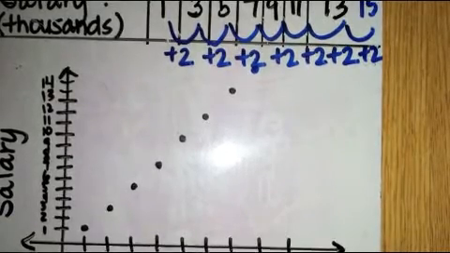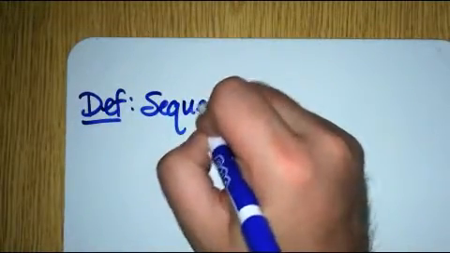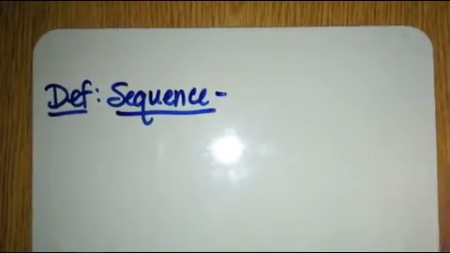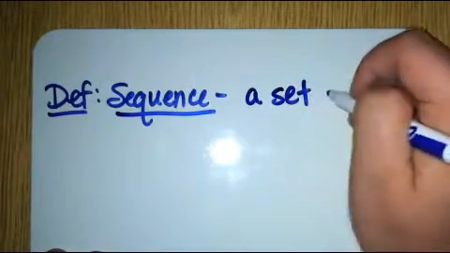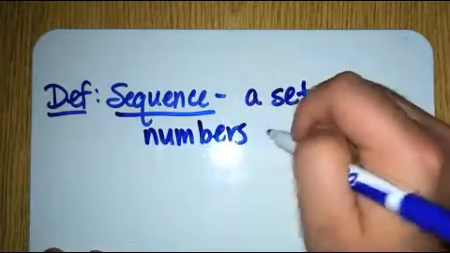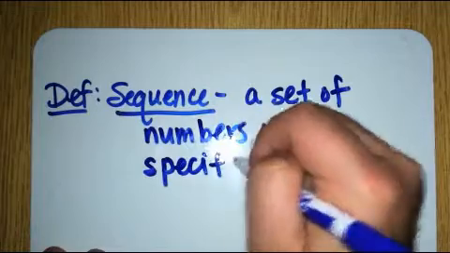Okay, so let's go ahead and define, first of all, just some key words. Clean board here. All right, let's start with the definition. A sequence. And a sequence, in all honesty, is nothing more than just a set of numbers with a specific pattern.